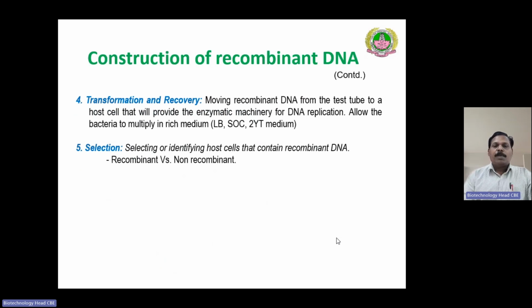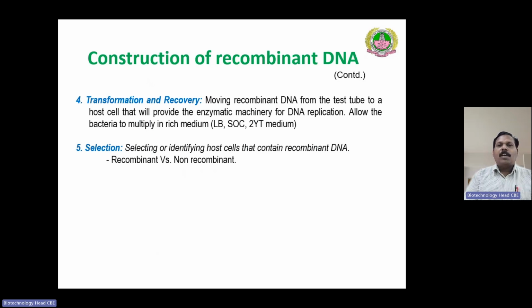The fourth step is transformation and recovery. Here, the constructed recombinant DNA is going to be mobilized from the test tube or in vitro condition to a host cell for biological replication that will provide the enzymatic machinery needed for copying of the cloned DNA along with the plasmid DNA or the viral vector DNA.